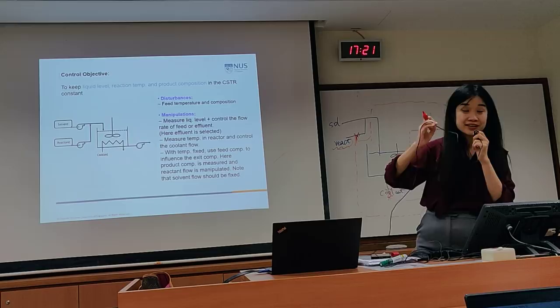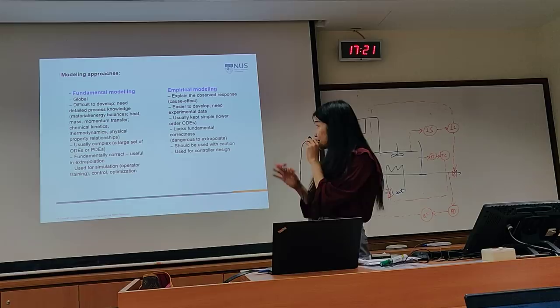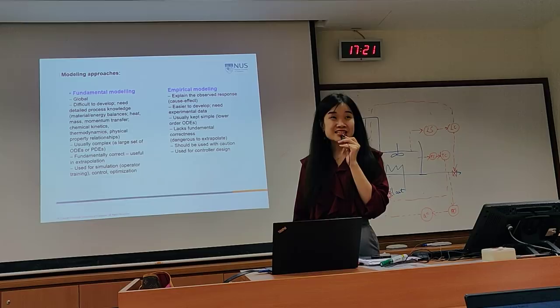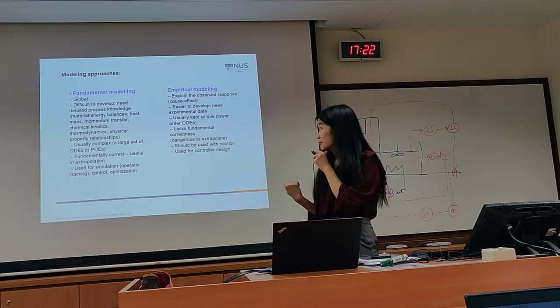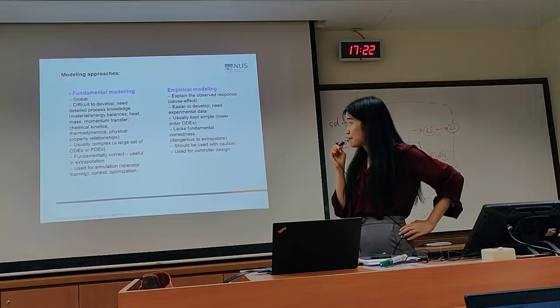And beyond the control concepts, we also learned in the class about how to make the process model. Here we listed two categories of modeling approach. What we have learned so far are all based on the fundamental modeling listed here. It's based on first principle modeling, on our global understanding of the process based on the physical laws and the chemistries of the components. These models are normally quite complex to develop. As a chemical engineering student, we need to learn the detailed process knowledge of material and energy balance, heat, mass, momentum transfer, chemical kinetics, thermodynamics, and the properties.